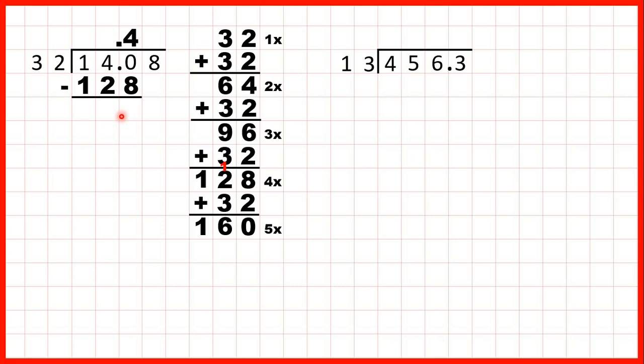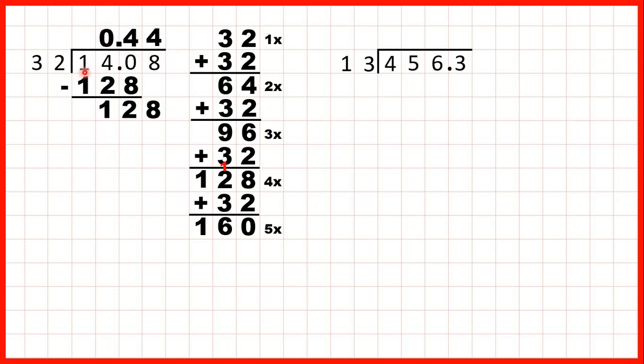So now we subtract and bring down. 140 minus 128 is 12, and we can bring down the 8, so we have 128 divided by 32. We can see that that's exactly 4 times 32, so we can write 4 in our answer, and we don't have any more digits to divide. But here we've written .44 as our answer, and we always need a digit before the decimal point. So because this square's empty, we need to write a 0 to give us 0.44 as our answer.